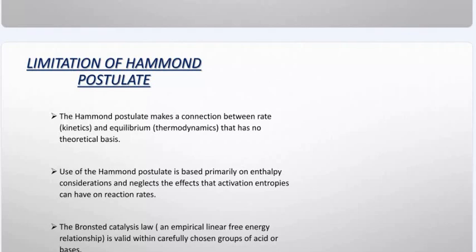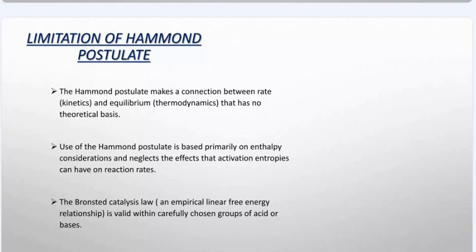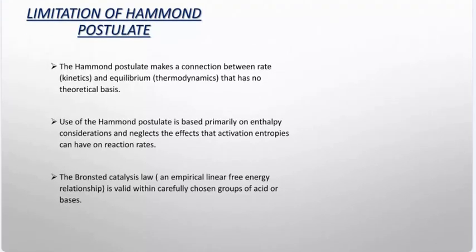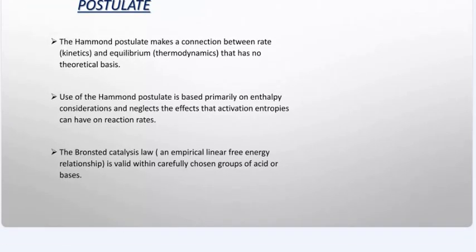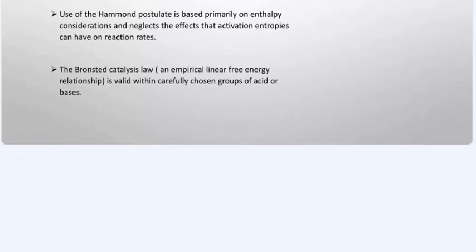So limitations of the Hammond postulate. The Hammond postulate makes a connection between rate kinetics and equilibrium thermodynamics that has no theoretical basis. Use of the Hammond postulate is based primarily on enthalpy considerations and neglects the effect that activation entropies can have on reaction rate. And the Bronsted catalysis law, an empirical linear free energy relationship, is valid within carefully chosen groups of acids or bases.